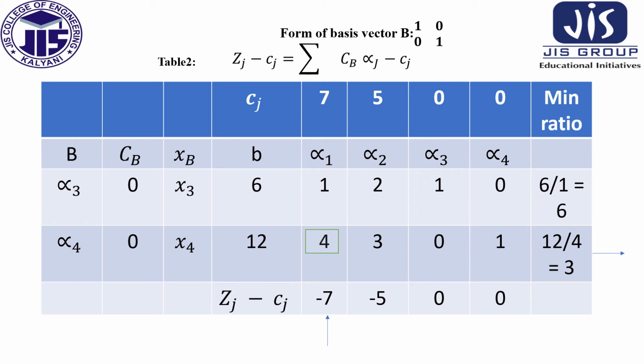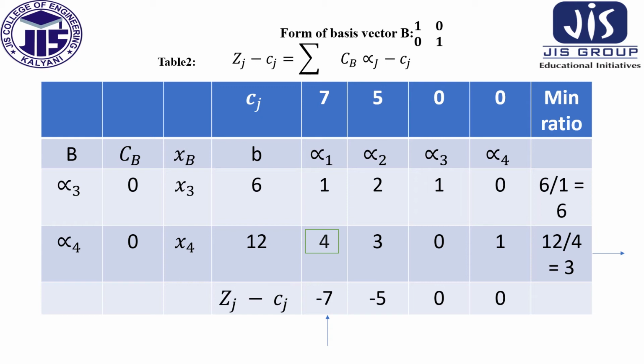Even if a negative value is there in the min ratio, we have to delete that value. Here 6 and 3 are both positive, and 3 is the least positive value. The 3 is present in the second row, so we select the second row and the alpha 1 column. In this cross section, 4 is there, and this value is known as the key element. We put the value inside a box. So here 4 is the key element.